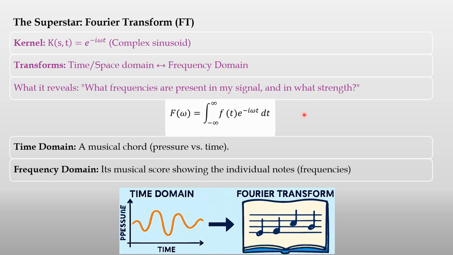The mathematical form of the Fourier transform is capital F of omega equals the integral from negative infinity to infinity of f(t) times e to the negative i omega t dt.